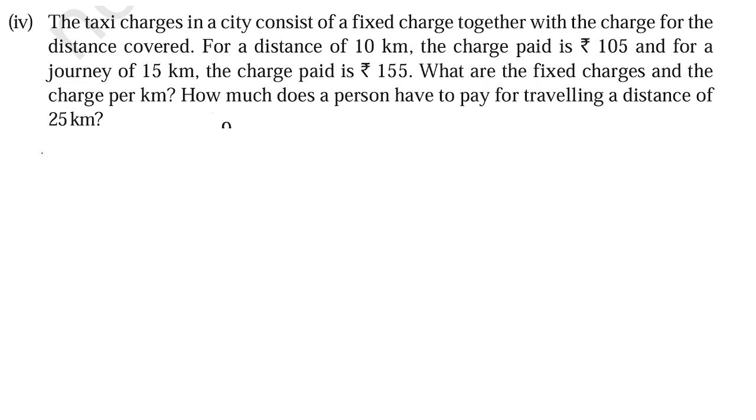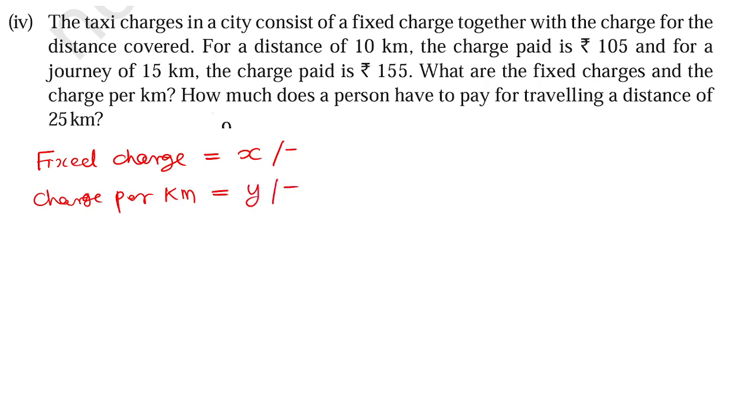So let us make an assumption. The fixed charge, which we have to find, is x rupees. We also have to find the charge per kilometer, that is, for a 1 kilometer journey, how much is the charge. We assume that it is y rupees. So the fixed charge x means just to sit inside the taxi, you have to pay some money, and for the distance traveled, you have to pay another amount. So that is the way.